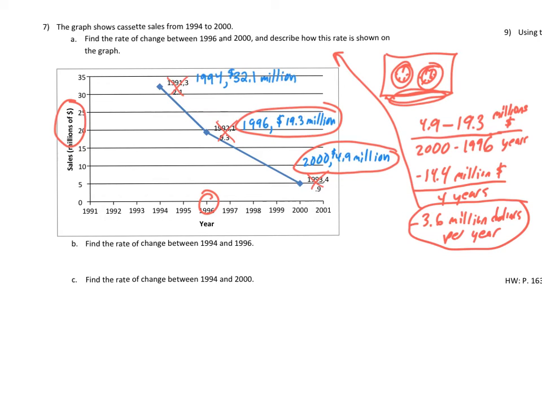And we have a negative rate of change, which compares to our graph. When we look on here, we actually have a slope going down that is going to give us a negative slope. But in this case, it is a negative rate of change, negative $3.6 million per year. Okay, see if you can answer parts B and C. Now we're looking at between 94 and 96, looking at the rate of change between those two years for part B. And for part C, we're looking at actually the whole thing from 94 all the way to 2000 to find the rate of change between those two for part C. So go ahead and do those two, and then check your answers with mine.